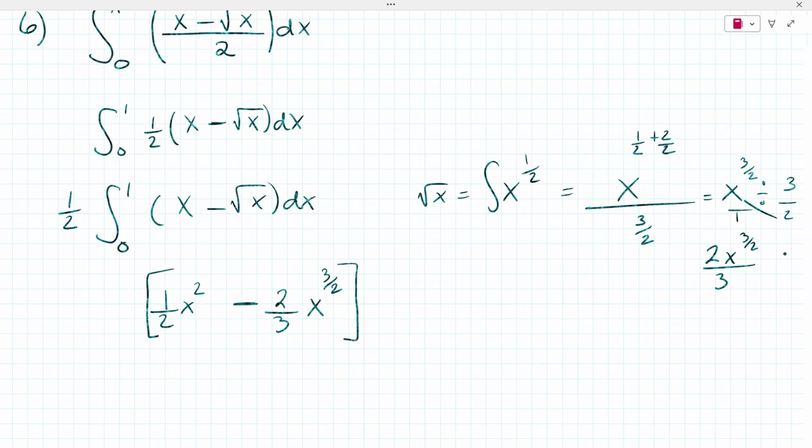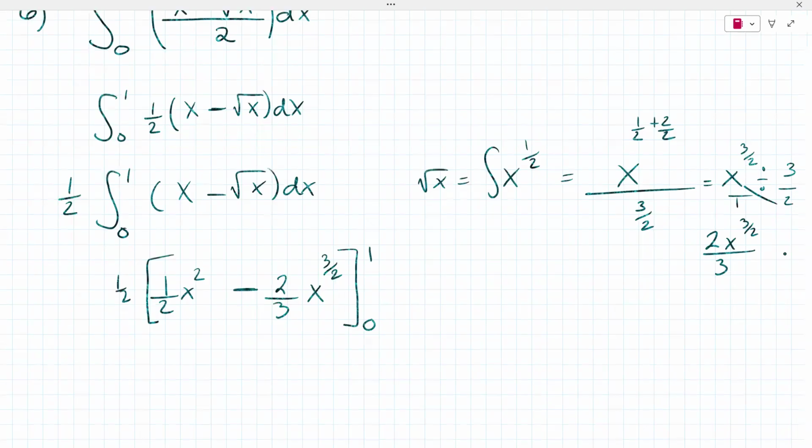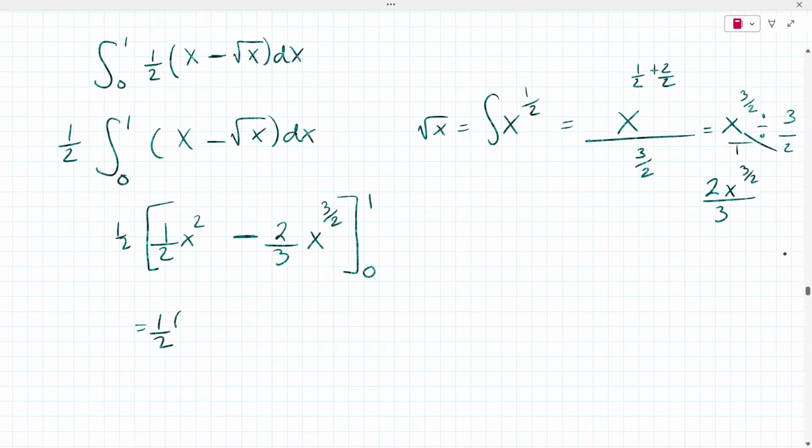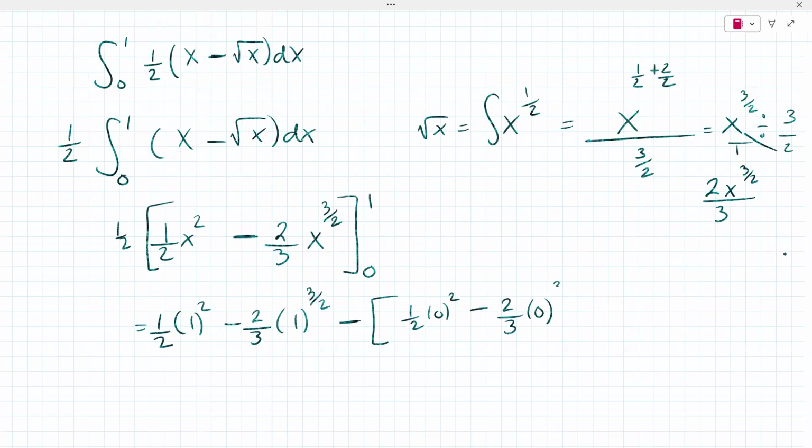And then don't forget, we also took out this 1/2. We'll just bring that 1/2 back later, after we apply the fundamental theorem. So according to the fundamental theorem, you do upper minus lower. That's going to be 1/2 times 1 squared, minus 2/3 times 1 raised to 3/2, minus bracket, and then do the lower. So this would be 1/2 times 0 squared minus 2/3 times 0 to the 3/2. And believe it or not, this is easy, right? Anything times 0 is 0. And then all we got to do is clean up this part.